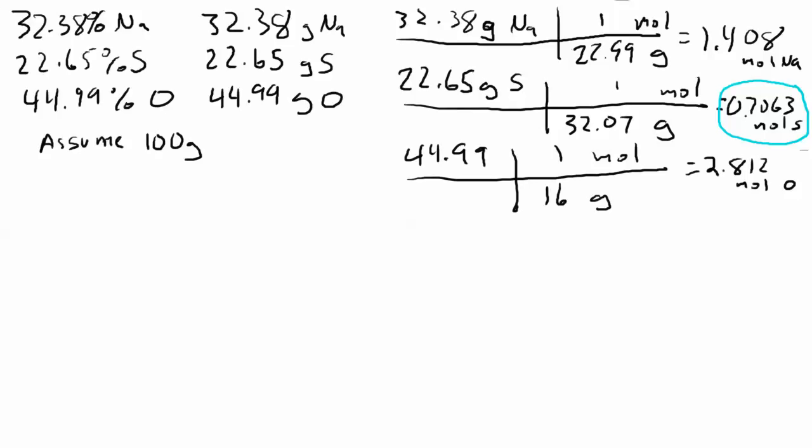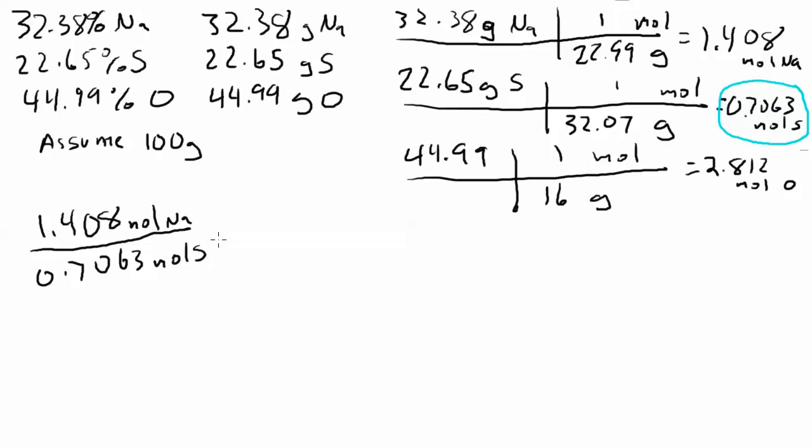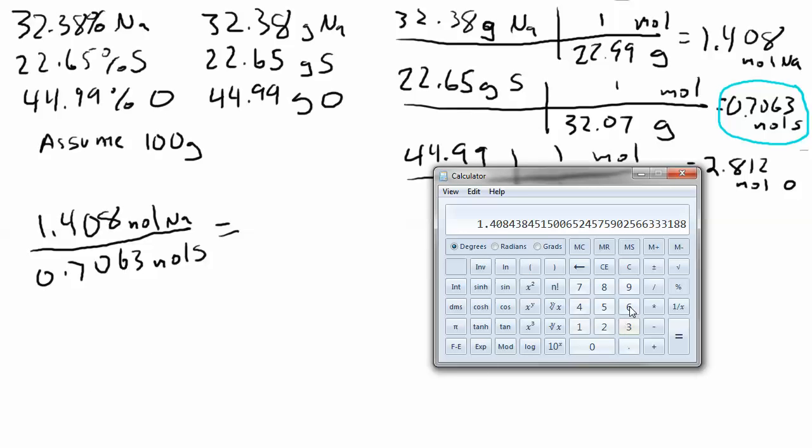So our final step here is to divide the moles of sodium and the moles of oxygen by the moles of sulfur that we have, and we have 0.7063 moles of sulfur. So I'm going to take 1.408, and that's moles of sodium. I'm going to divide by 0.7063 moles of sulfur, and if you've got good mental math skills going on there, you can probably already see what that ratio is. But I'm going to go ahead and pull up the calculator here, and we can just be extra sure.